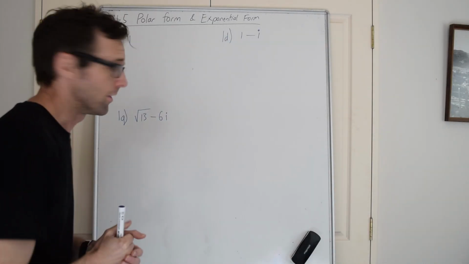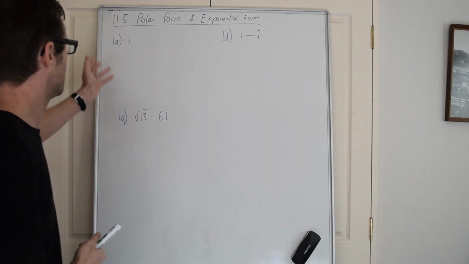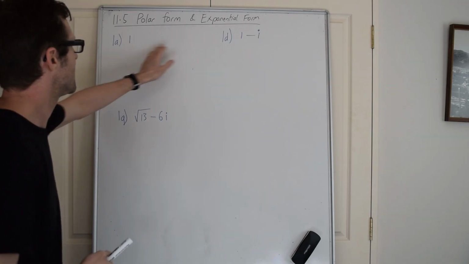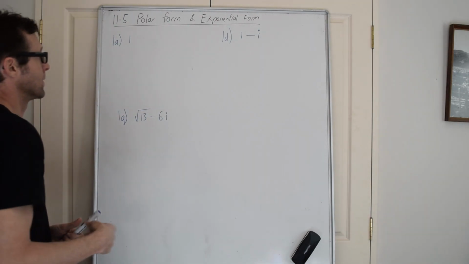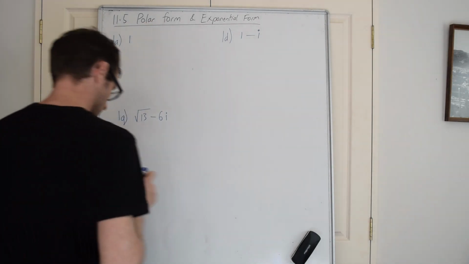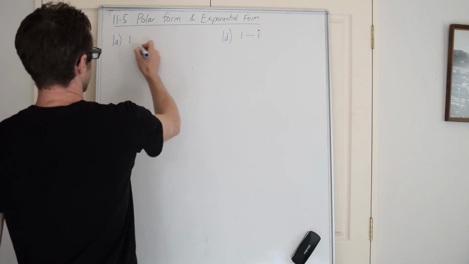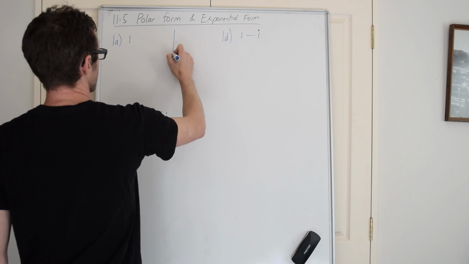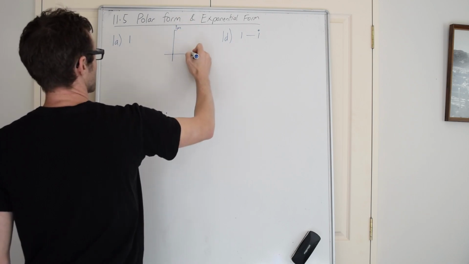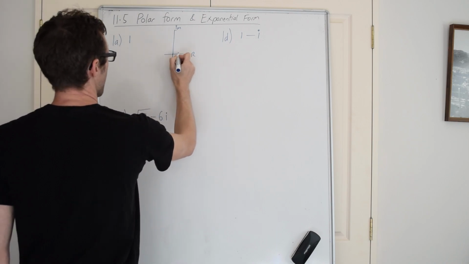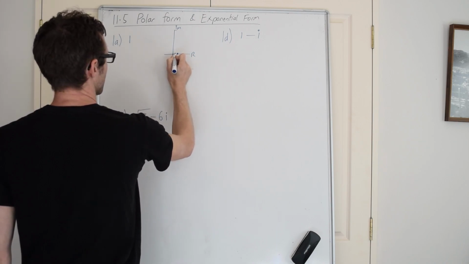So let's try a few examples of this. Question 1, we've got to convert these, which are in Cartesian form, and we're trying to convert them to modulus argument form, or polar form as we also call it. So let's have a look at this one here. If I just do a quick sketch of it, if this is my imaginary axis and this is my real axis, and I've got 1, I've got a point here.